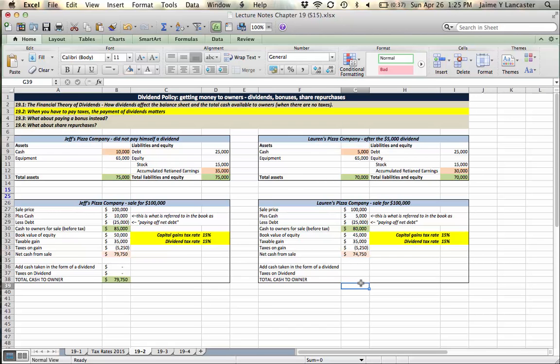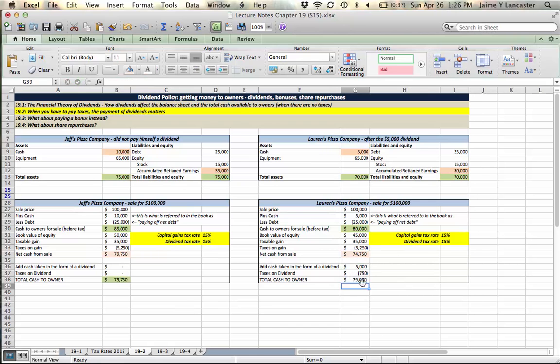Why? Because she's taken the $5,000 out and she's paid it, right? So she'll receive that from the sale of the firm, and she'll receive some money from the payment of a dividend. She took $5,000 as a dividend. However, she's going to have to pay 15% tax on that $5,000 dividend. So her total cash to her as an owner is going to be the $74,000 that she gets from selling the firm, plus the $5,000 that she gets from the dividend, minus the $750 she's going to have to pay for the dividend.